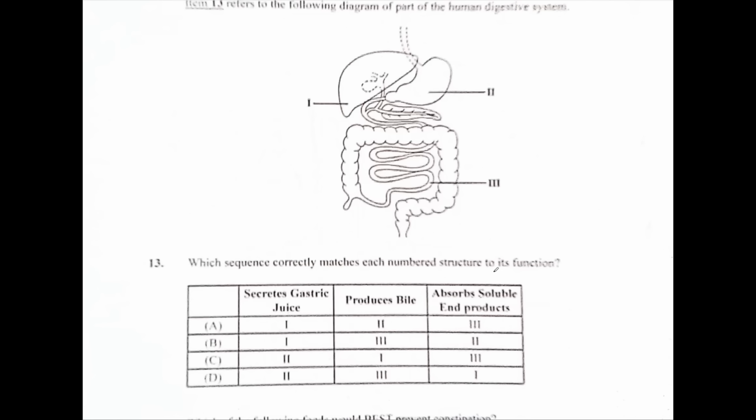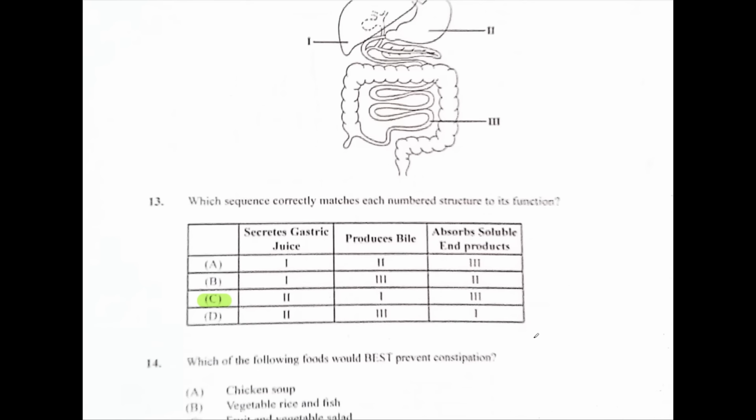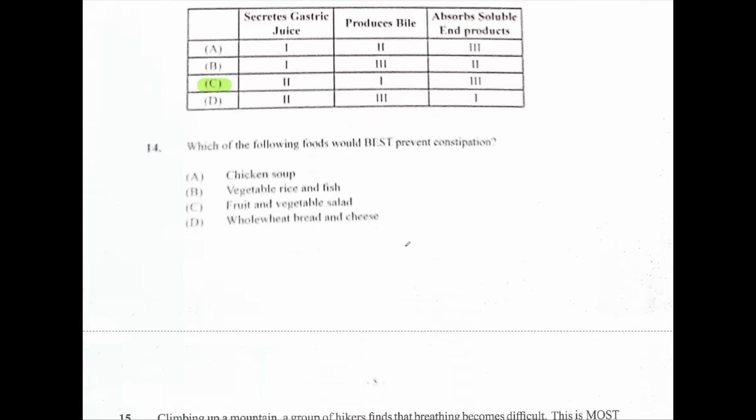Item 13 refers to the following diagram of part of the human digestive system, which sequence correctly matches each numbered structure to its function. 1 is the liver, 2 is the stomach, 3 is the small intestines. So for 13, we are looking for what matches that, and that is C. Gastric juices for the stomach, produces bile, the liver does that, and absorbs soluble end products, the small intestines.